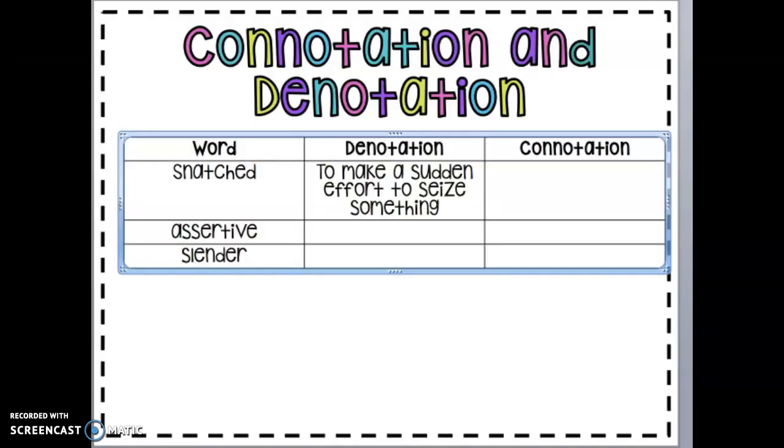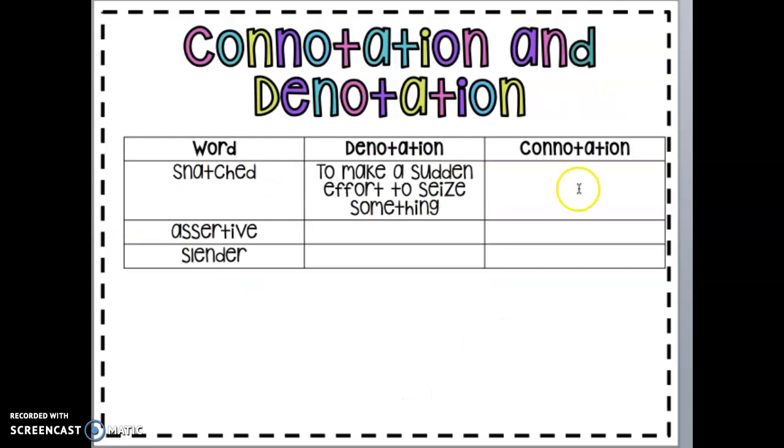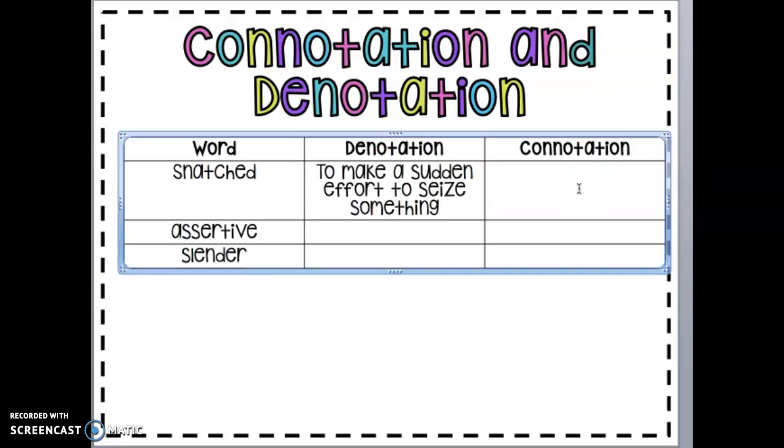Let's head back to our chart so we can look at the denotation one more time, and then we'll figure out the connotation. So we know the denotation, which is the dictionary meaning, the literal meaning of snatched, means to make a sudden effort to seize something. What would the connotation be? Think and remember back. I'll show you one more time. Connotation is an idea, meaning, or feeling that's associated with that word. So what would the connotation of snatched be?